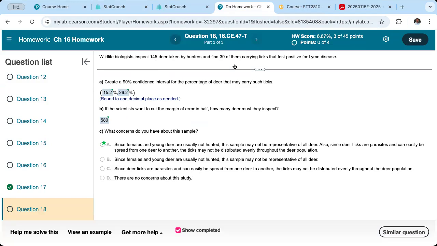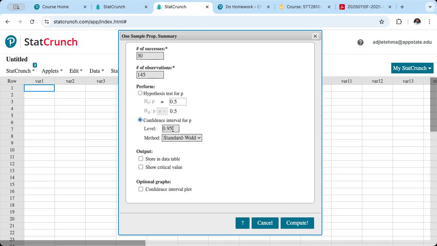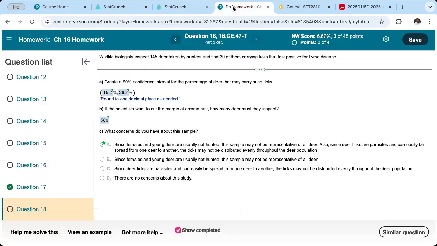Is that okay? And then the confidence level is what? 90. So you can see from here, confidence level is 90. Can we see that? Then we click on show critical value. Is that okay? Good. And then we click compute. We have this one here. Now, the question says that if the scientist wants to cut the margin of error in half, how many deer must they inspect? So how many deer?